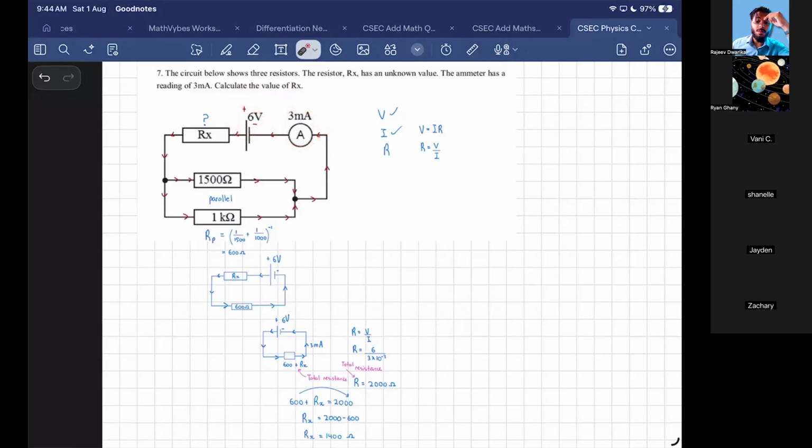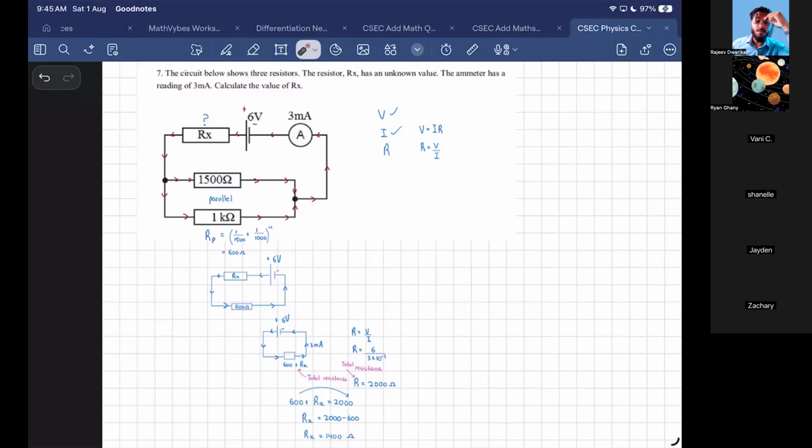So if you use that, you're really finding the total resistance, the numerical answer. So we get 2000. What are we doing with that information? You take the 2000 and you say 600 plus Rx equals 2000. But wait, how do I get 600 plus Rx? How do I get that?